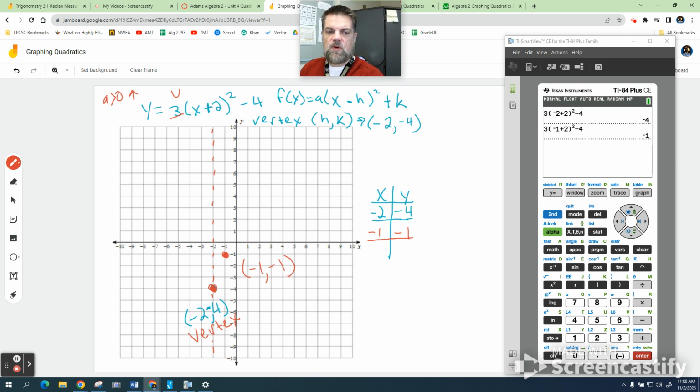Now, since that's 1 unit away from the line of symmetry, I should have another point over here. In other words, when x equals negative 3, my y value should also equal negative 1. How can I verify that?